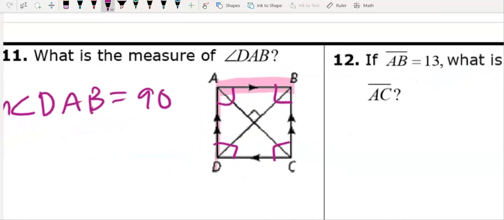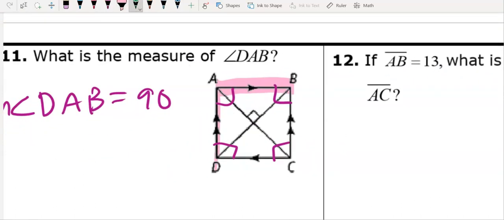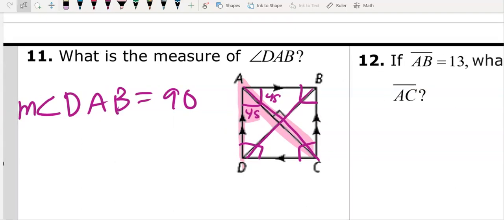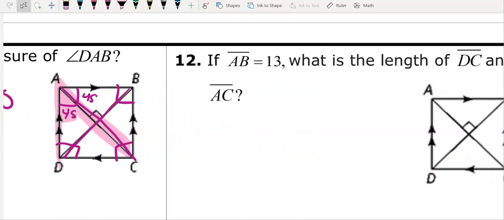What if they were asking for the measure of angle DAC? What if they were looking for this portion? It wouldn't be 90. So originally we were looking for DAB, which was 90. But if they were only looking for half of that, it would be 45. Because in a square, the diagonals split that 90 degree angle in half.